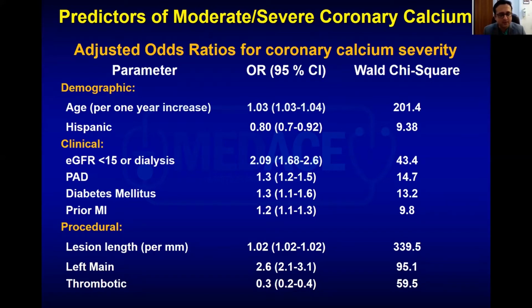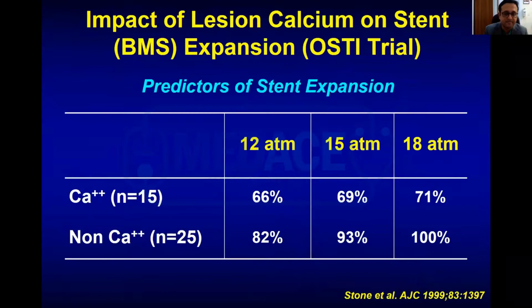Anybody on dialysis or a low EGFR is more prone to calcium. Peripheral arterial disease, diabetes, history of MI, lesion length. I think that is one thing which I keep telling my fellows as well as my lab staff, that whenever you see a long lesion, you should always be thinking of calcium in it. So I would always do a couple of dry scenarios. Obviously we have IVUS, but it's not very affordable for everyone. So that's one thing that should alert you to the presence of calcium. Left main and thrombotic lesions can sometimes also have it.